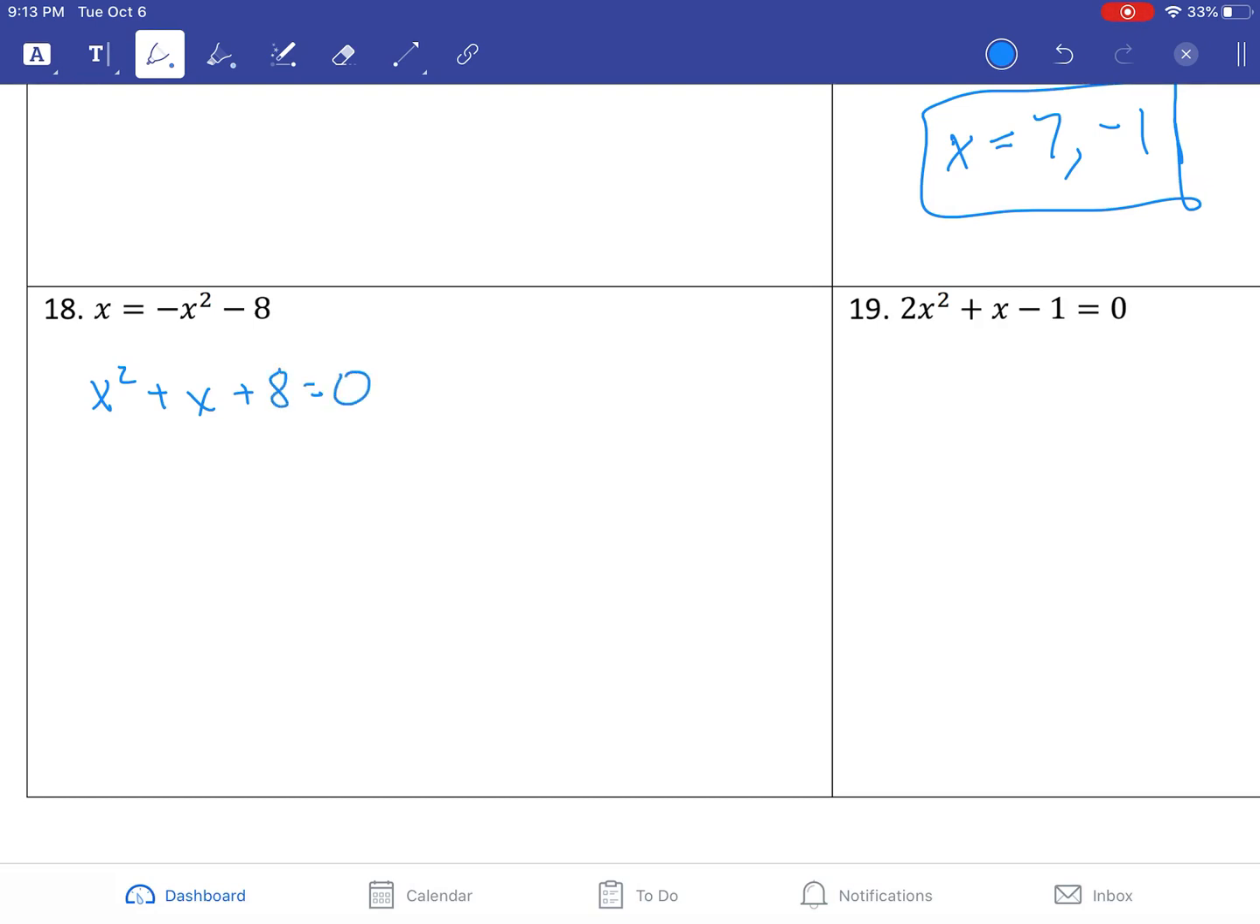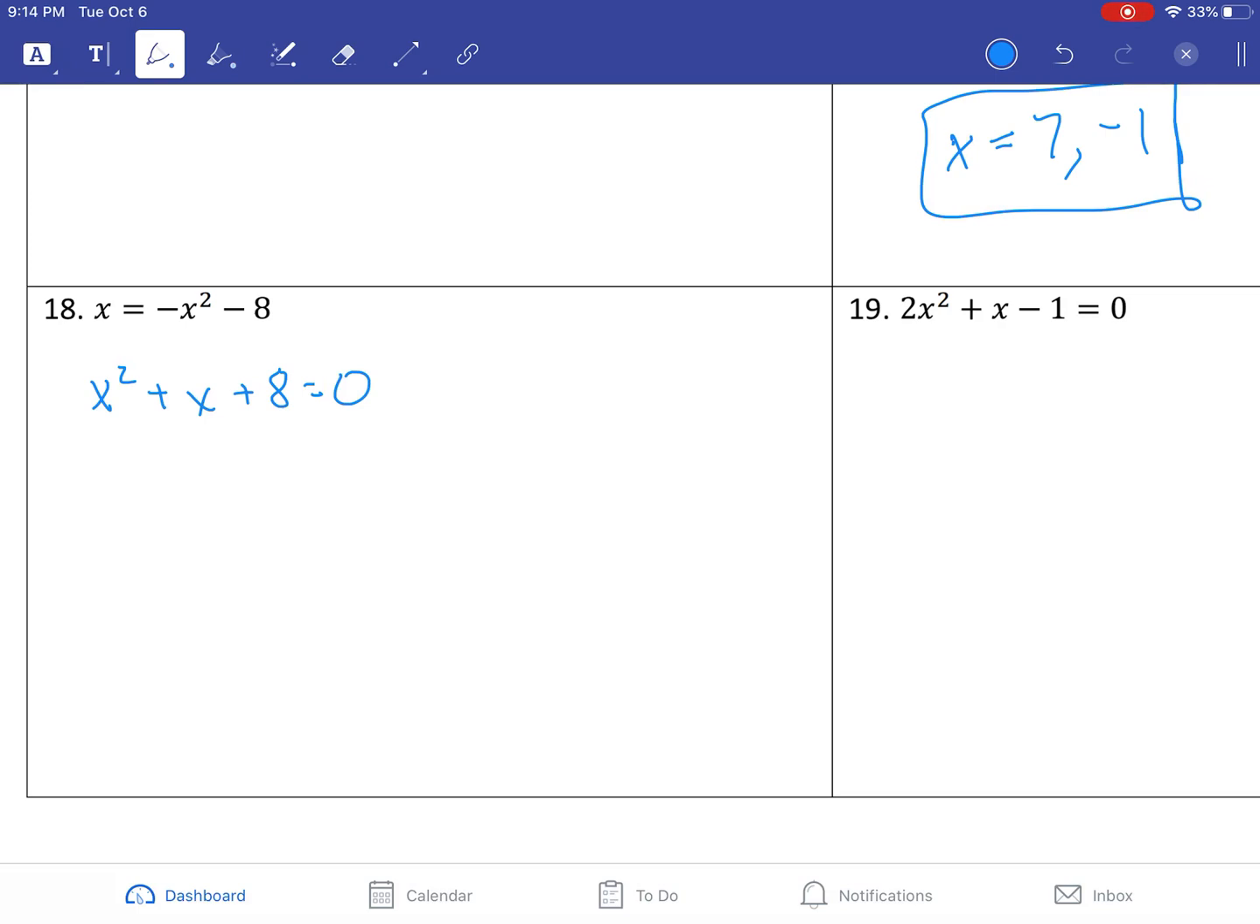Now this looks like a 5 steps to factoring because you can't take out a greatest common factor. But I know for a fact that when I find the factors of 8, it's going to be either 1 times 8 or 2 times 4. And none of those, when you subtract them, will give you 1 for the middle. So this is not factorable. So instead, we're going to have to put it in the quadratic formula.